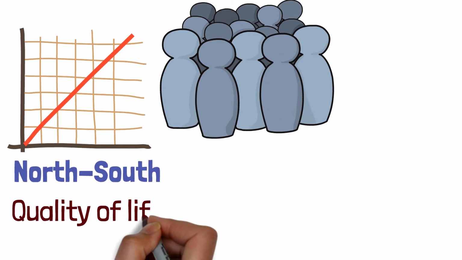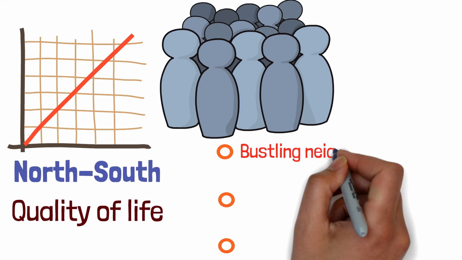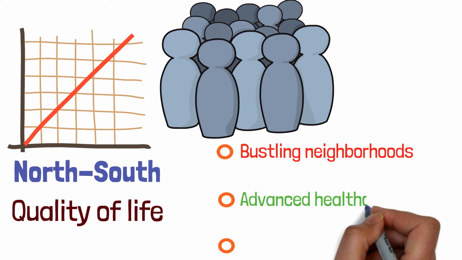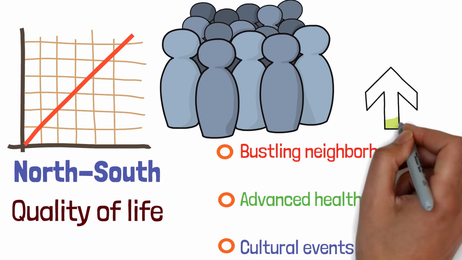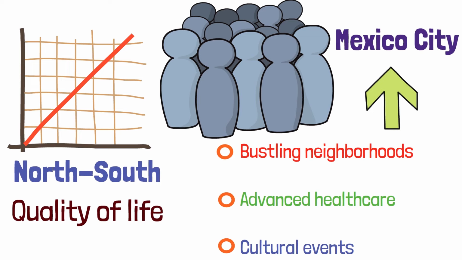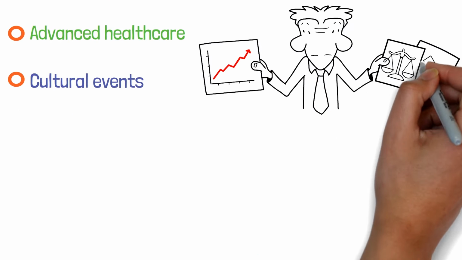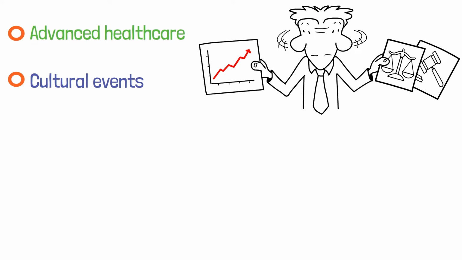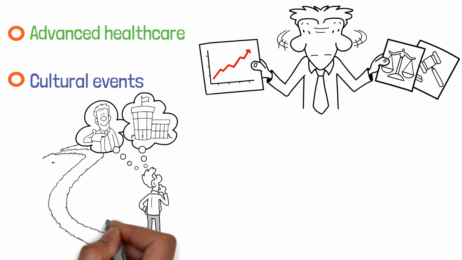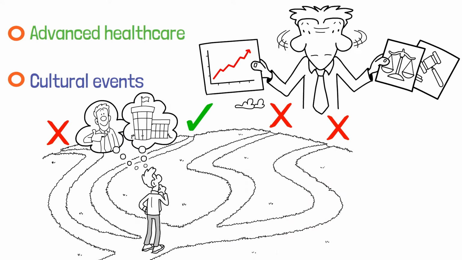Now, let's talk about the quality of life. Residents enjoy bustling neighborhoods, advanced healthcare, and cultural events in densely populated areas like Mexico City. However, it's a different story in sparsely populated regions, where access to amenities can be limited. So, it's not just about where you live, but also how you live that contributes to these population dynamics.